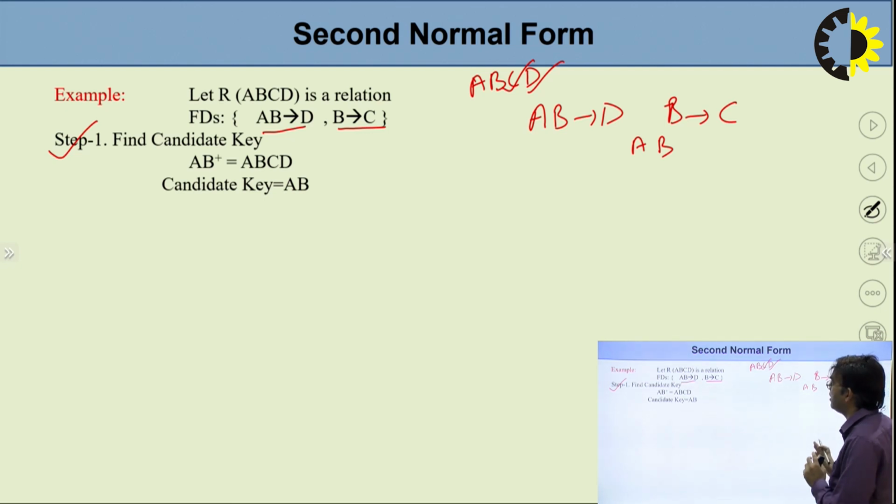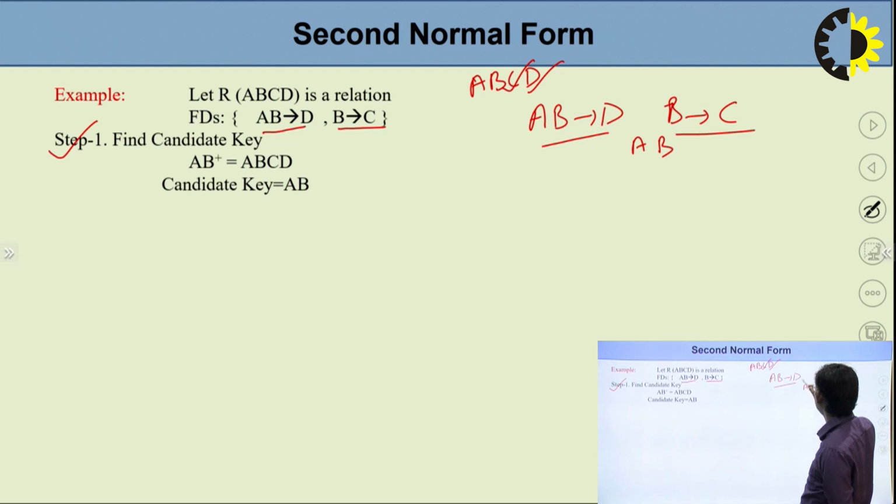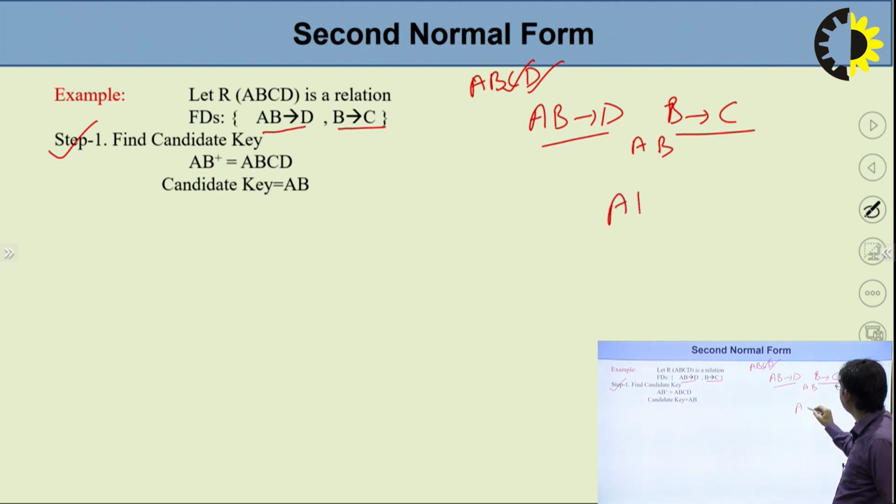First step: how do we identify the candidate key? You have to check the functional dependencies, and in the FDs you have to check which attribute is not appearing on the right hand side. Here A and B are not appearing on the right hand side. That's why A and B will be part of the candidate key.